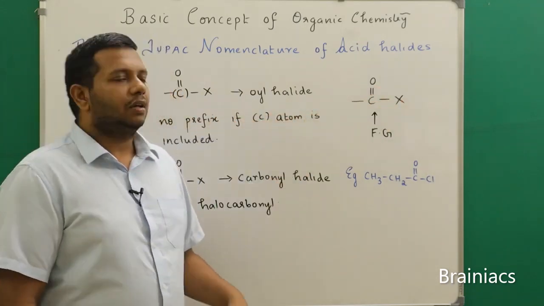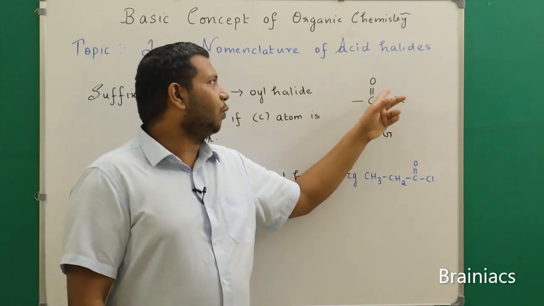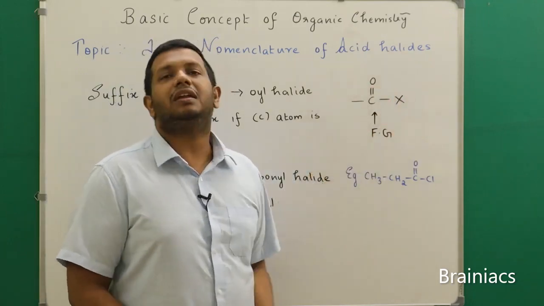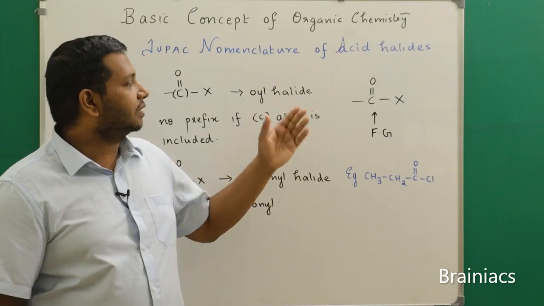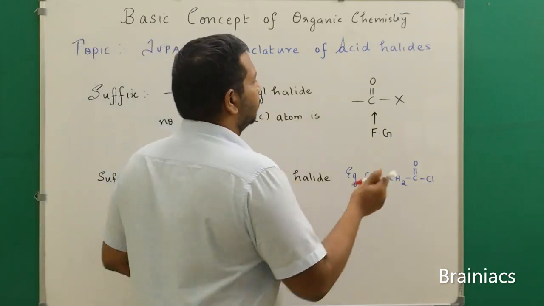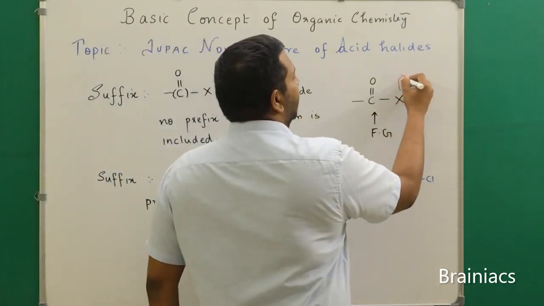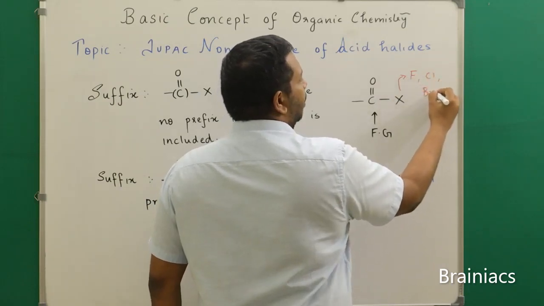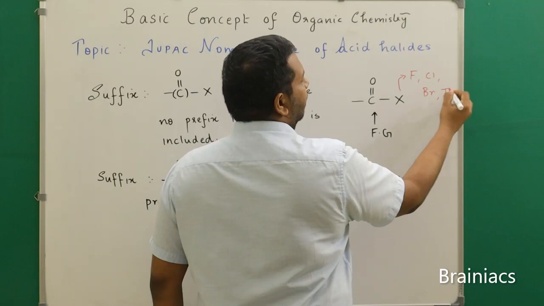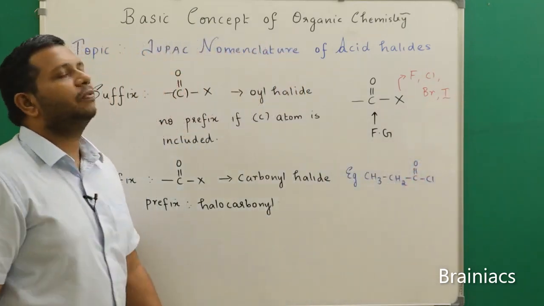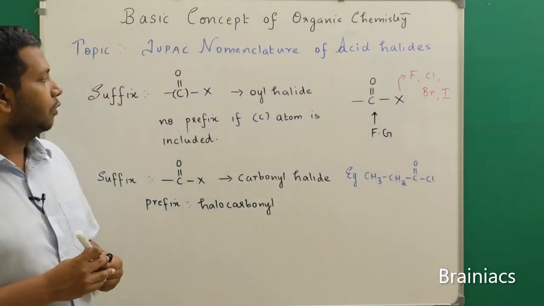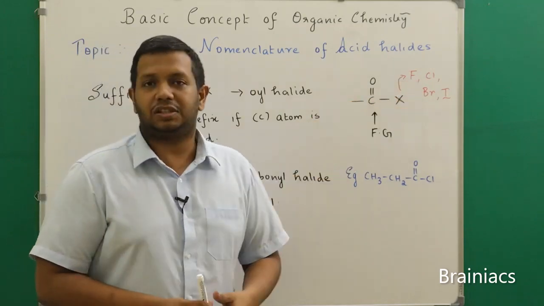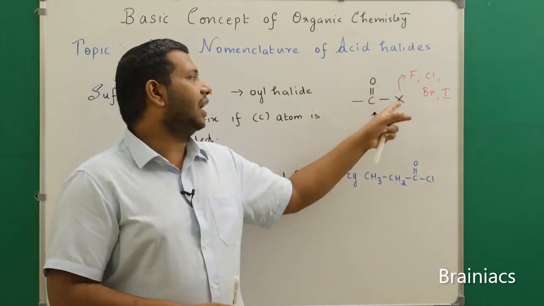So in acid halides you can see the suffix, or how it is represented basically, COX, correct? So here a carbonyl group is there, and why is halide coming? Because X indicates halogen. So what are all the possibilities for X? This X can be either fluorine, or chlorine, or bromine, or iodine. Understood? Together we call them halogens, correct? So we say acid halides.